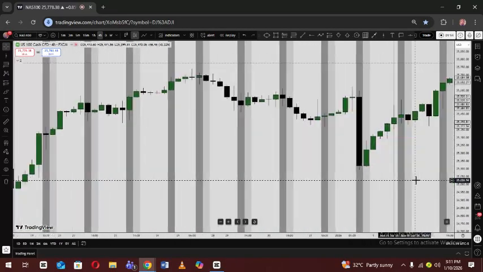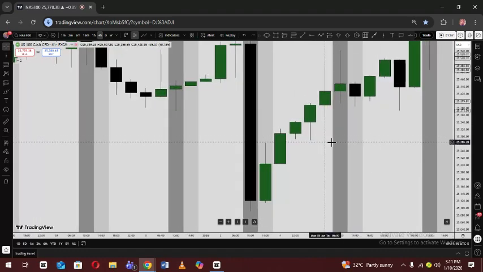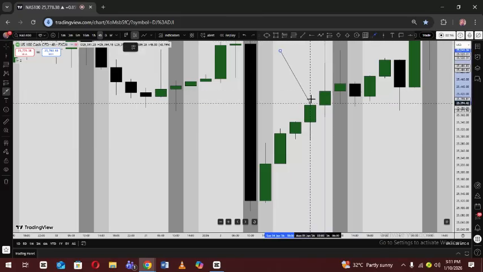On Monday, the only thing I'm looking for is this 6 a.m. candle. I'm always waiting for it to close above the 2 a.m. candle. As you can see right here, it closed above it perfectly. This 6 a.m. candle closed above this previous candle. That's what I want to look for.